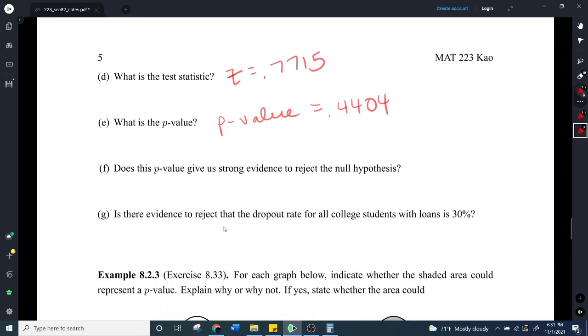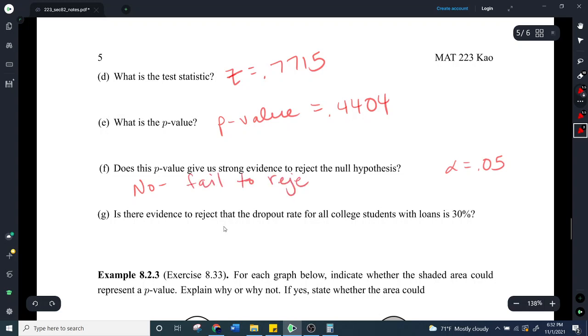Well, what do you think? This P value is quite large. It's 44%. Remember, our cutoff, if they don't give us one, is 5%. But regardless, this is still a very large P value. So that means that no, we would fail to reject the null hypothesis because the P value is quite large. It's 44%.